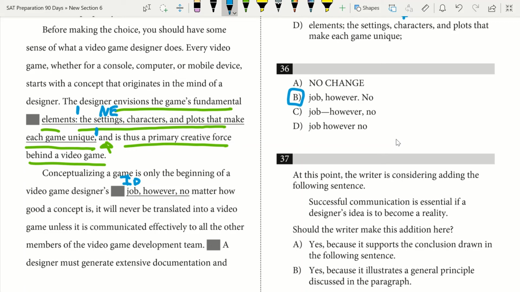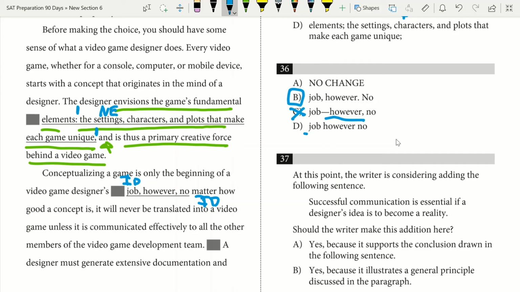Now we wouldn't want to put a dash and then say the word however and then use a comma and then say no matter how good a concept is, it will never be translated into a video game unless it is communicated effectively to all members of the video game development team. Okay, because then we're connecting two independent clauses with a comma. That's a comma splice, right? So C would be wrong.